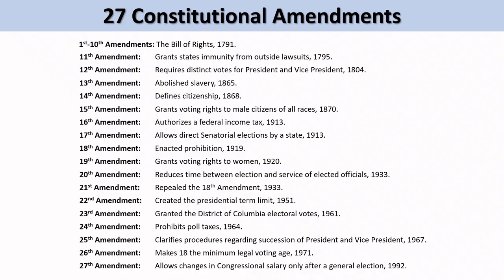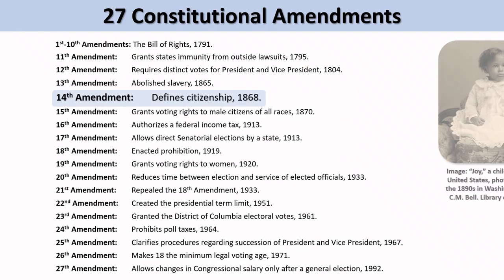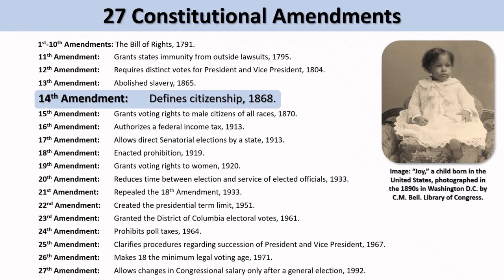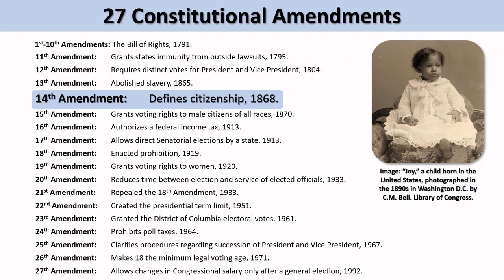Some constitutional amendments have to do with U.S. citizenship. For example, the 14th Amendment says that all persons born or naturalized in the United States, and subject to the jurisdiction thereof, are U.S. citizens. It's because of the 14th Amendment that most children born in the United States are automatically U.S. citizens, regardless of their parents' citizenship status.